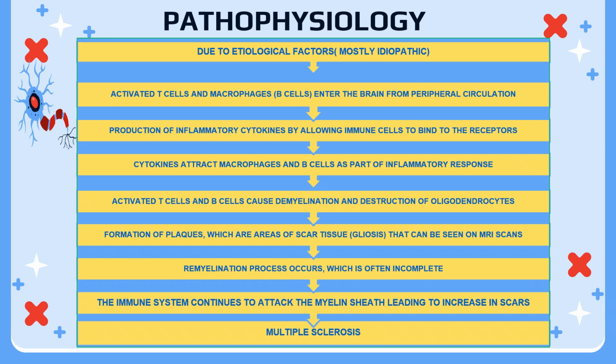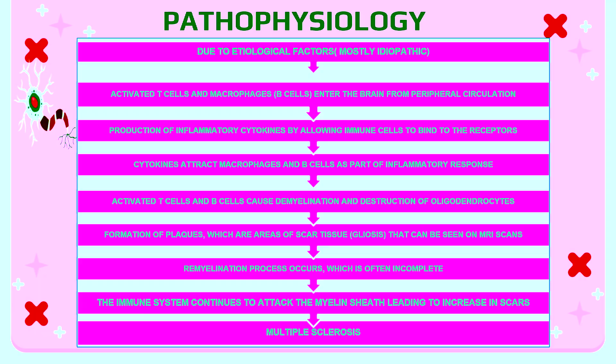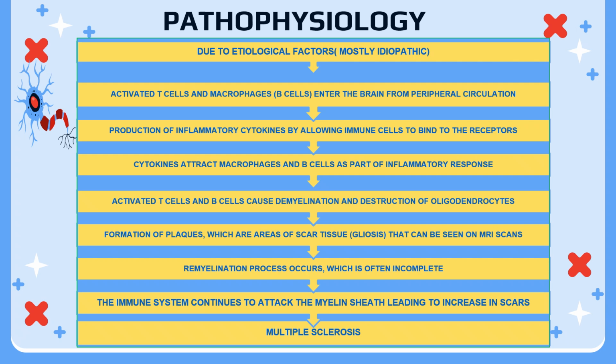Now, formation of plaques happens. These plaques are areas of scar tissue that we see in the MRI scan, and we immediately identify that this patient has multiple sclerosis. The body tries to help. It starts the process of remyelination, but it is often incomplete and unsuccessful, and the immune system continues to attack the myelin sheath without knowing that it is my own body.